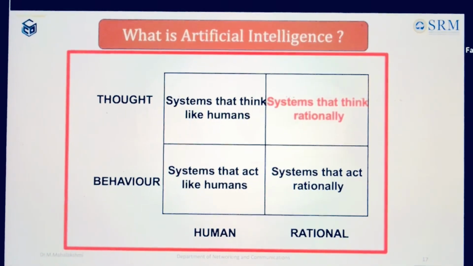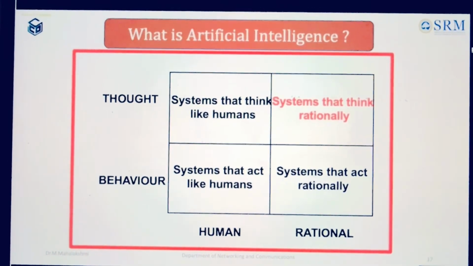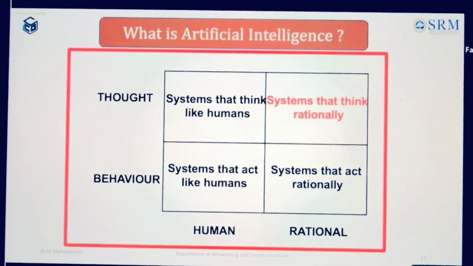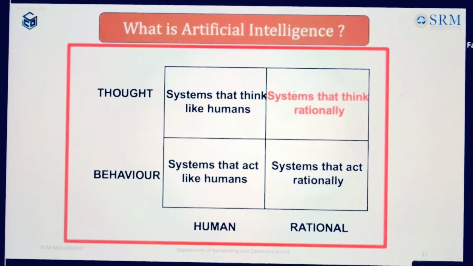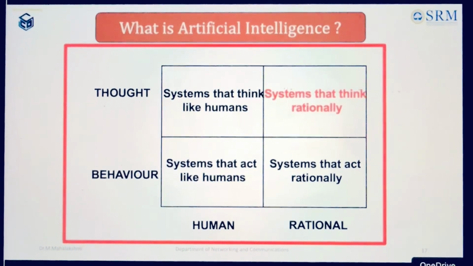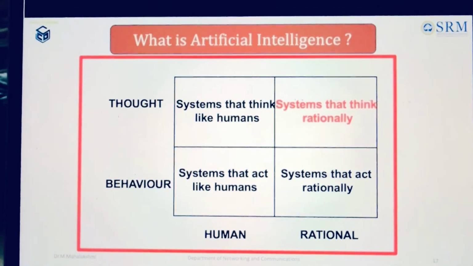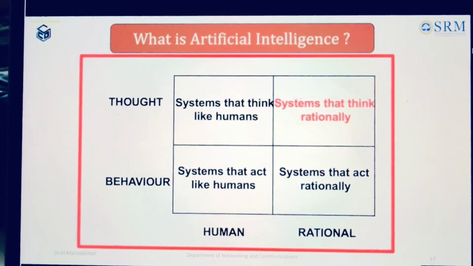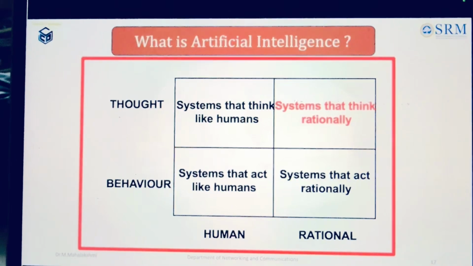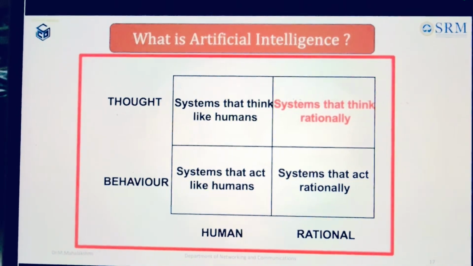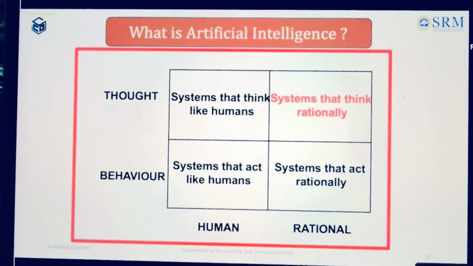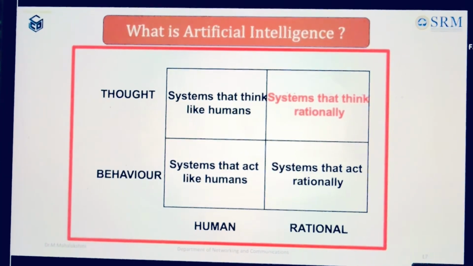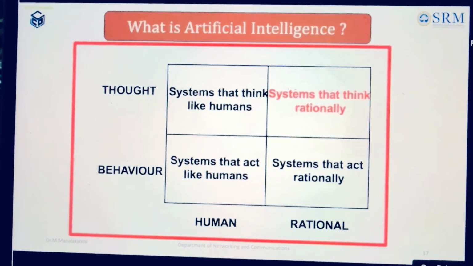So why do we require this rational thing? Why is thinking like a human alone not sufficient? It should not get biased, madam. Yeah, exactly, because humans are not always rational. Only a few people are rational. Many times humans make mistakes, they will not be ethical, they will not be logical, and they will not be rational.